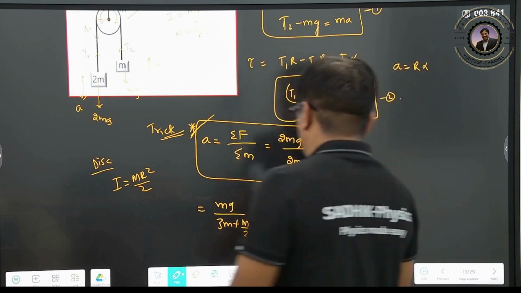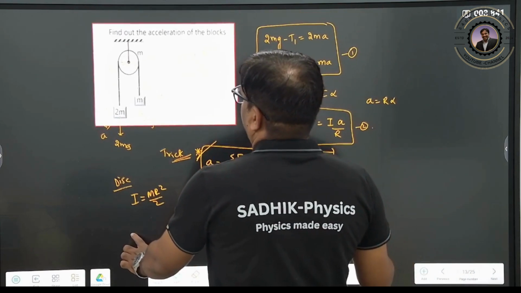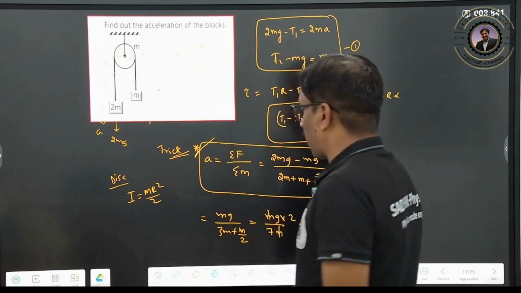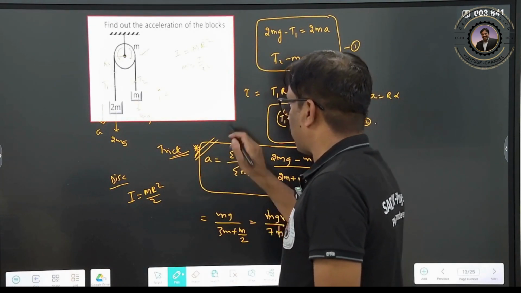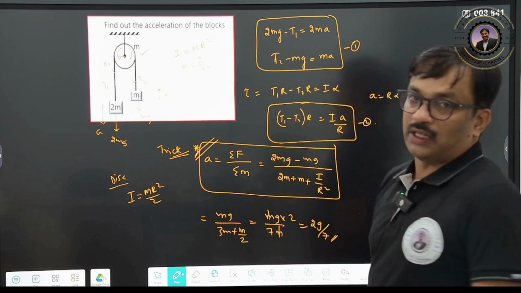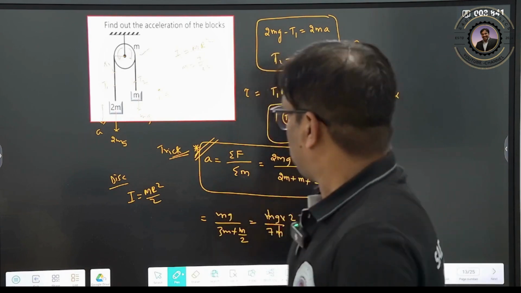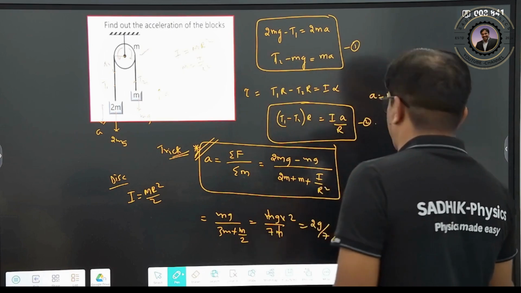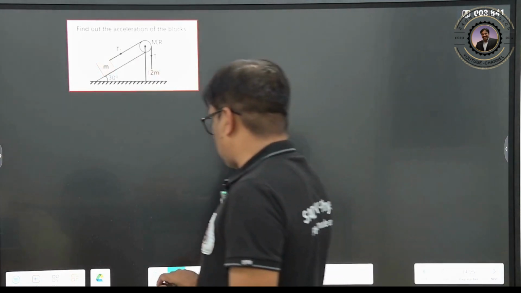You understood? So that is how to solve these problems very easily. Remember this formula, then you will be able to solve the problems very quickly. Clear? So how did I get this formula? By solving these two. Right? Now we will solve one more problem here. Same type of question, similar type.